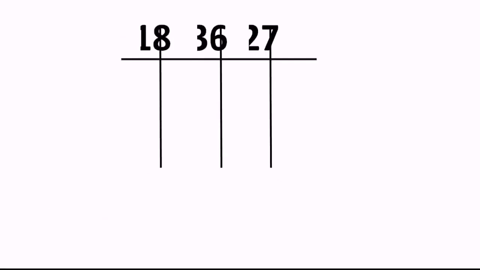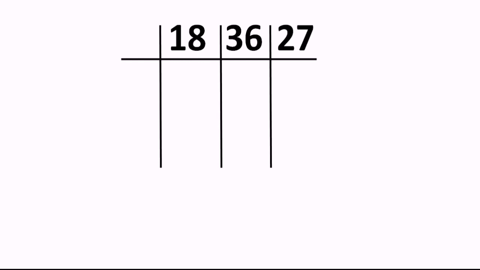Let's see one more sum for three numbers. The numbers are 18, 36, 27. Very first we will choose those numbers which will divide all three. If you observe, 18: 1 plus 8 is 9, 36: 3 plus 6 is 9, and 27: 2 plus 7 is 9. So all three numbers are divisible by 3. When you divide by 3, 18 divided by 3 is 6. 36 gives 12, and when you divide 27 by 3, we get 9.